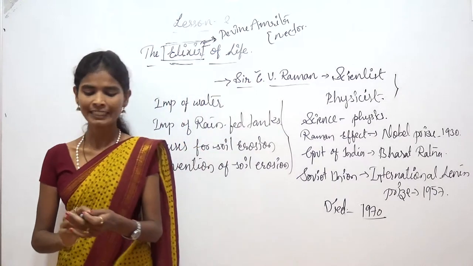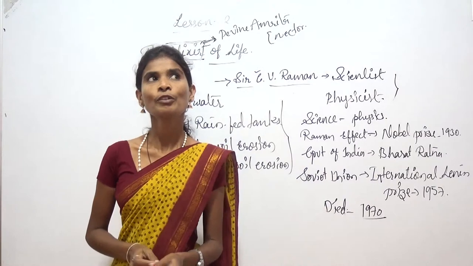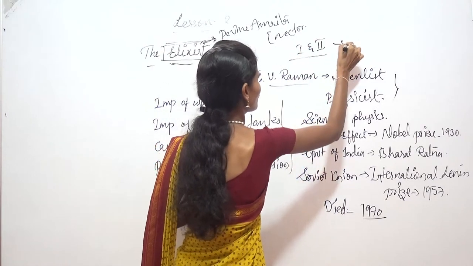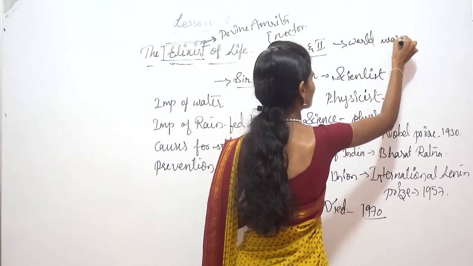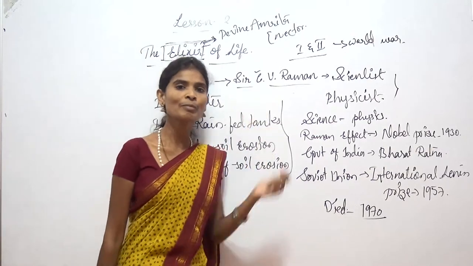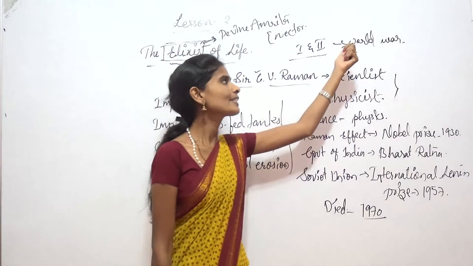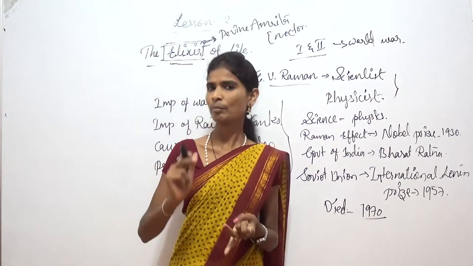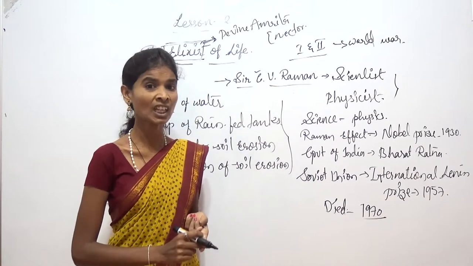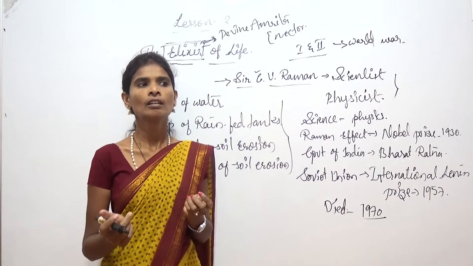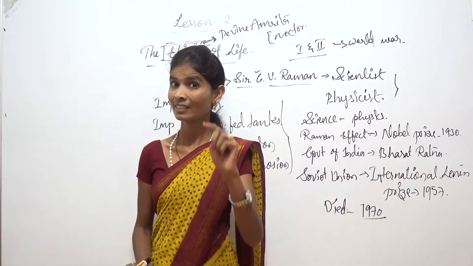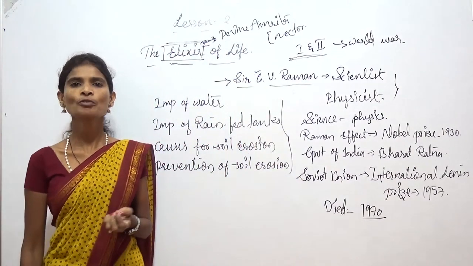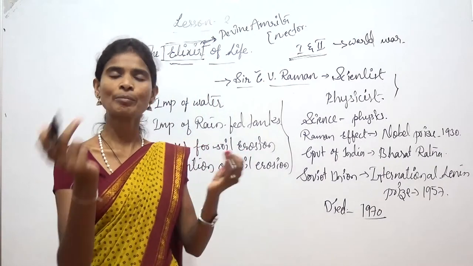Before going to the lesson, let us discuss in general. I think we all are familiar with the First and Second World War, isn't it? We are very much familiar with these wars. Why did these wars take place? What are the causes? You might already know. It may be political causes, it may be economic causes, or it may be social causes, or else it may be a competition. The First and Second World War took place because of these reasons.